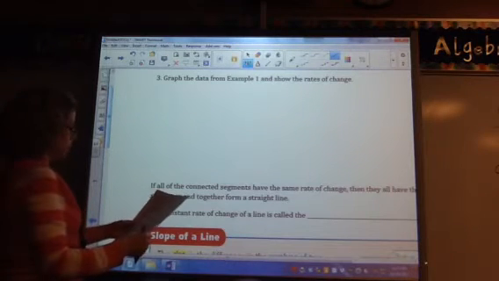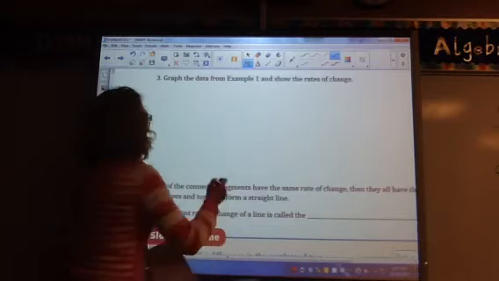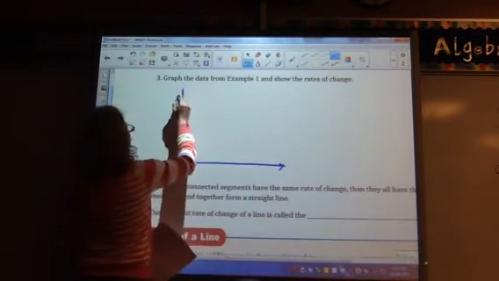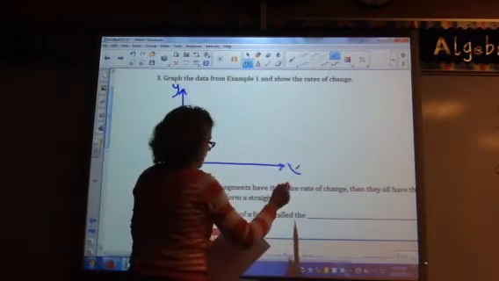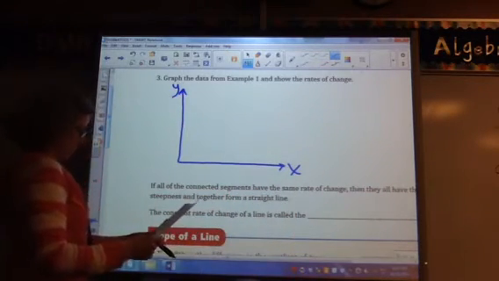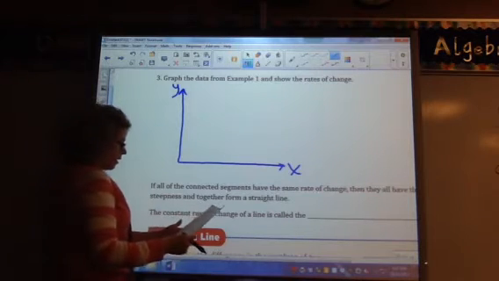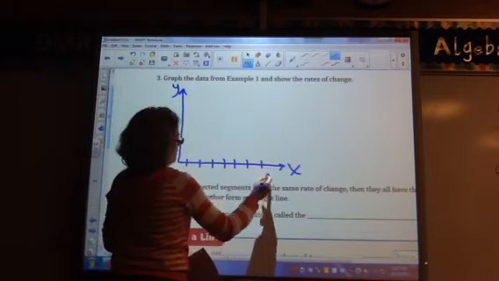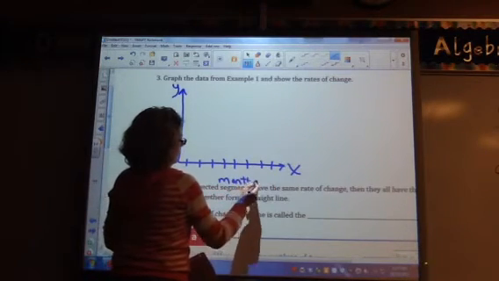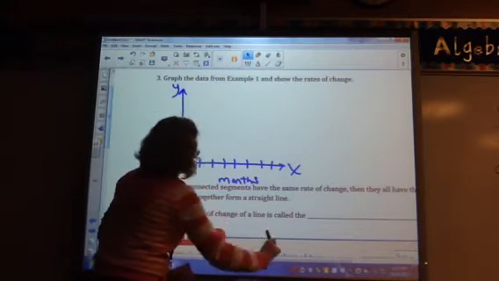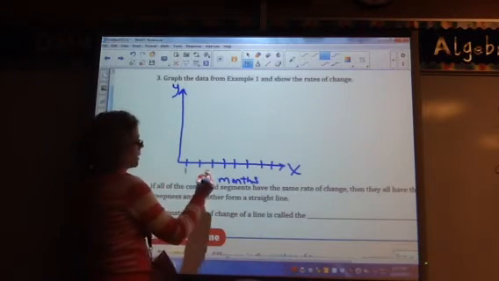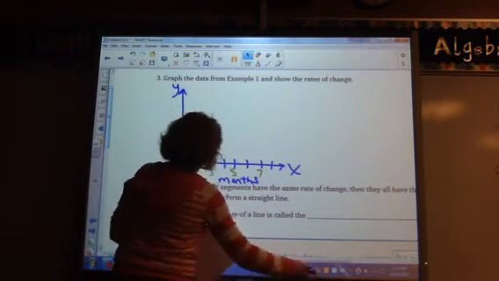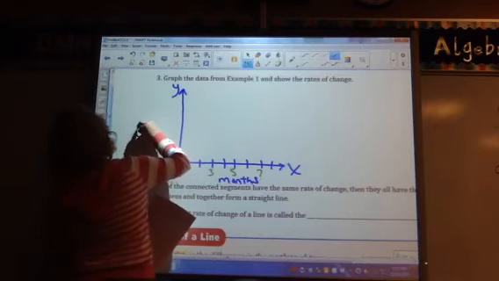Okay, now what we're going to do is graph the data that we did from graph 1. So we've got our y and x axis. And our months, we need to go up to 8. To keep it neat, I'm going to go up with one interval, but I'm going to label every other tick line. And so this is our temperature.